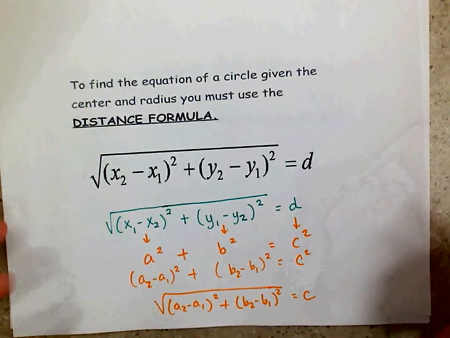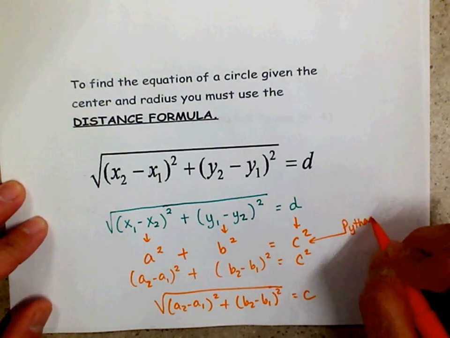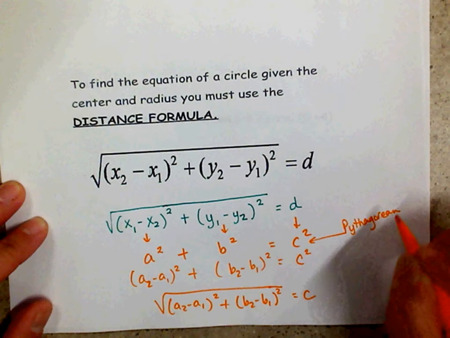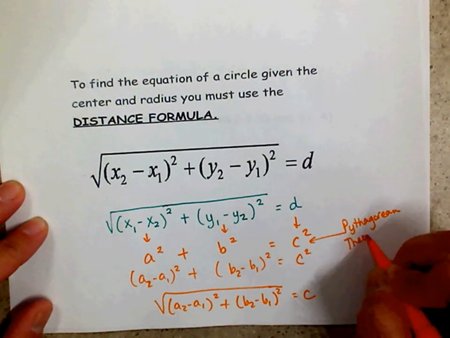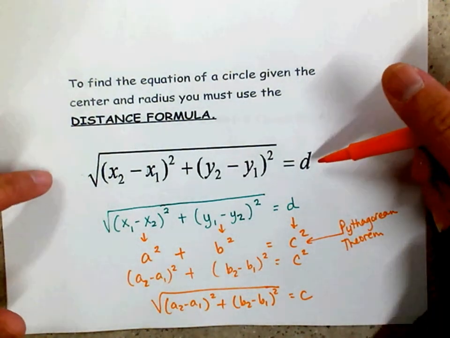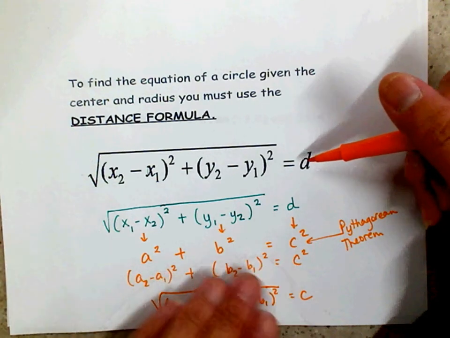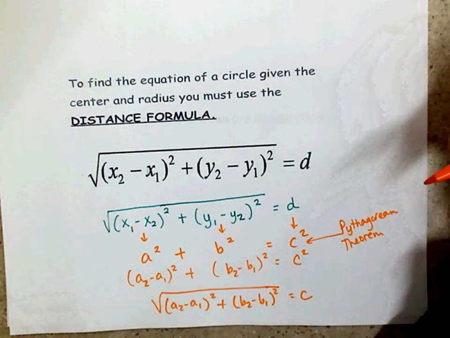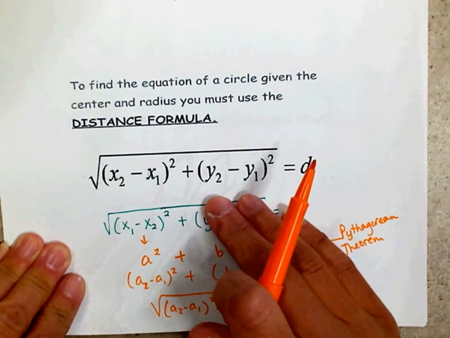It actually comes from the Pythagorean theorem, which is a triangle. We can even go further into this, but for right now, this is the distance formula we're going to use. It is derived from a squared plus b squared equals c squared, which is your Pythagorean theorem. But this is the formula I need you to know. All right, here we go.